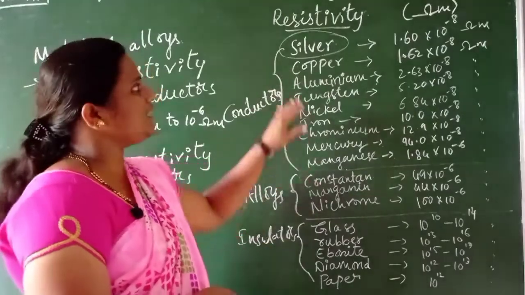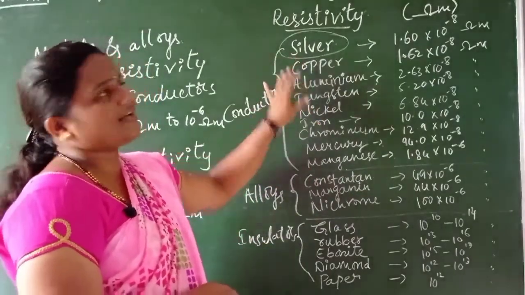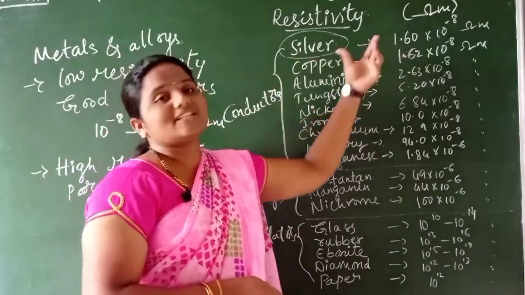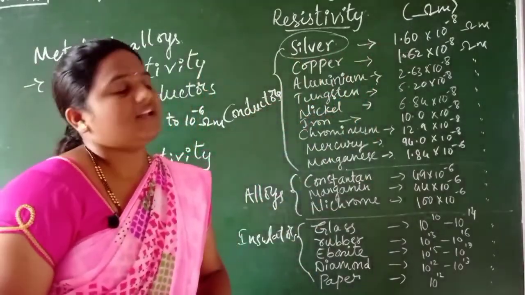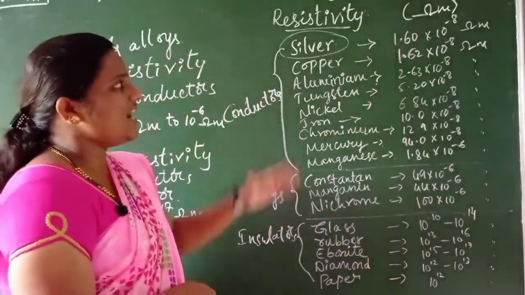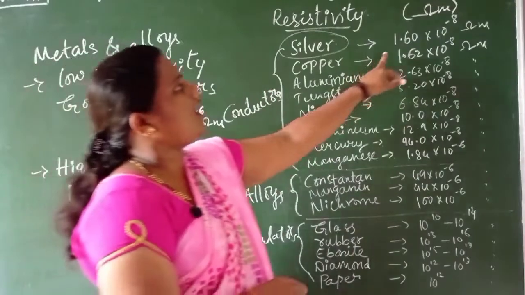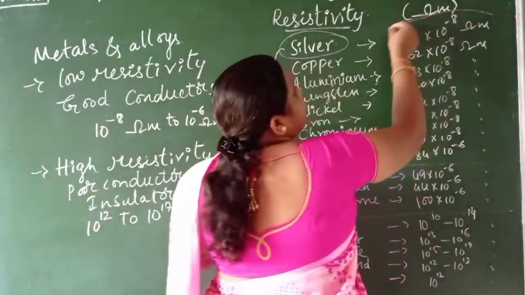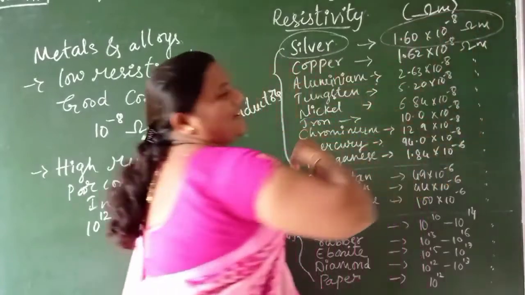So we will use copper and aluminium rather than silver. Silver is also one of the best conductors, we can say, because of its low resistivity value. Got it, children? In this table, you will find that silver is a metal with very, very low resistivity.